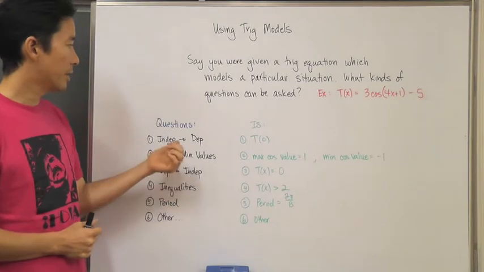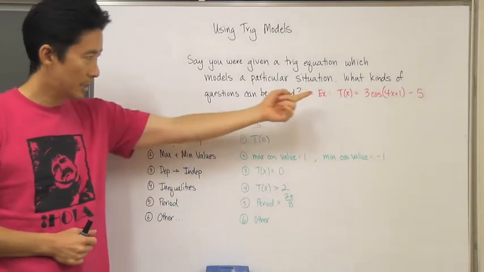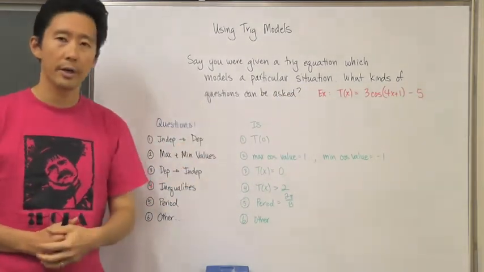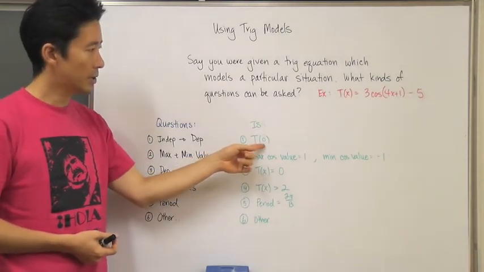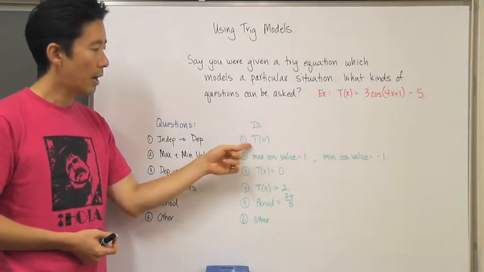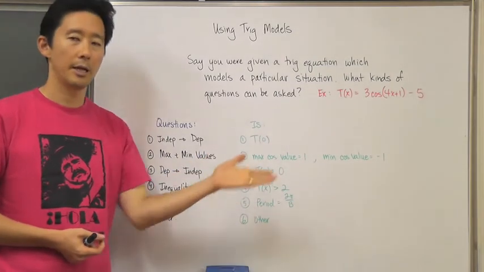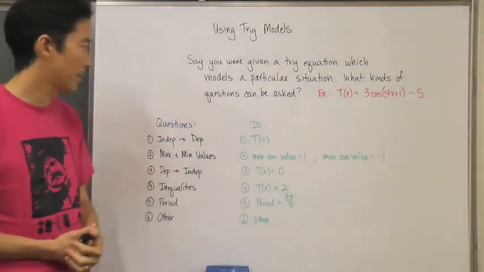In other words, if you were given a particular value of x, could you find out the particular value of t that's associated with that value of x? And sure you could. Say, for example, if x is equal to 0, how can you find out what t of 0 is? And that's basically very straightforward.